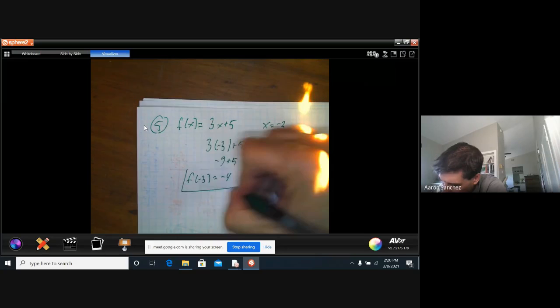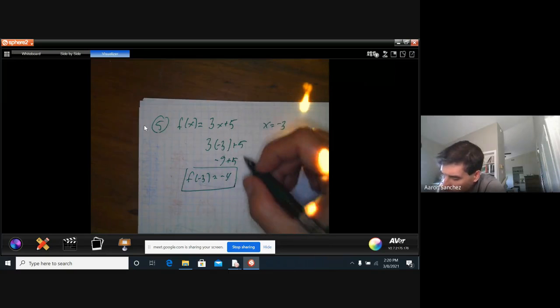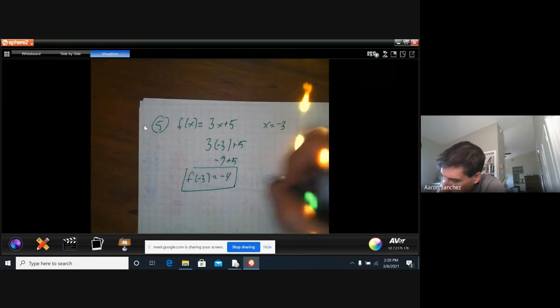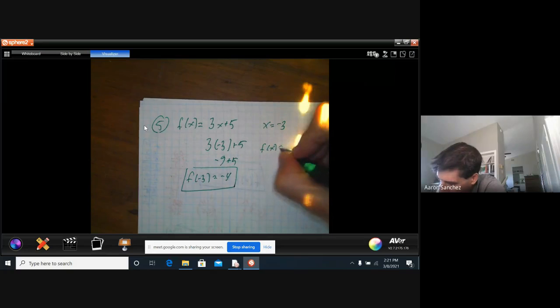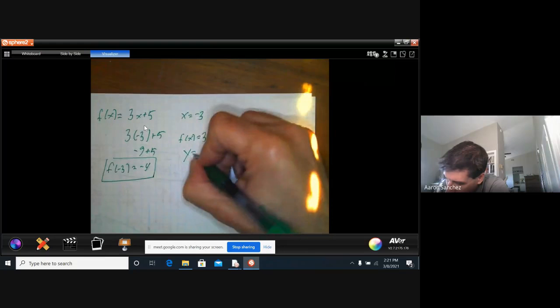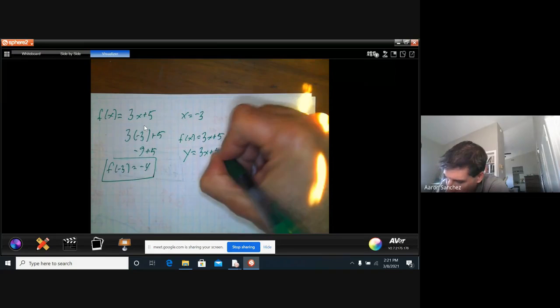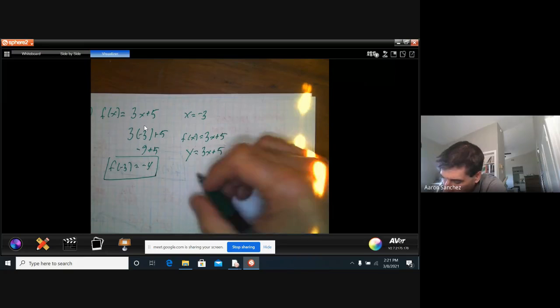When we plug in -3, we get -4. Okay, so that's the first thing. That's easy. Now let's solve for the inverse. So let's go with our inverse problem. f of x equals 3x plus 5. First step, write it y equals 3x plus 5. And then we switch the x and the y, and we solve for y.